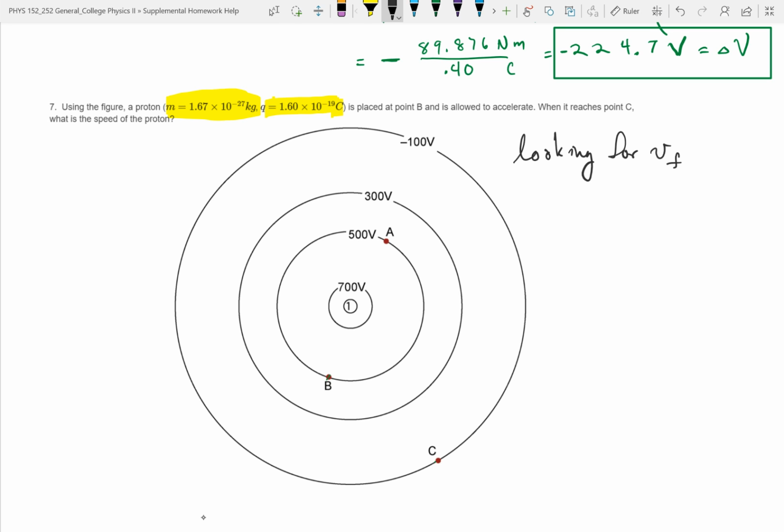What was V initial? You can say it out loud. Zero. How do we know that? It says "is placed." Is placed implies that it was stationary when it started. It doesn't say it directly. It's trying to make sure that students can read and comprehend, but it requires reading an implication.